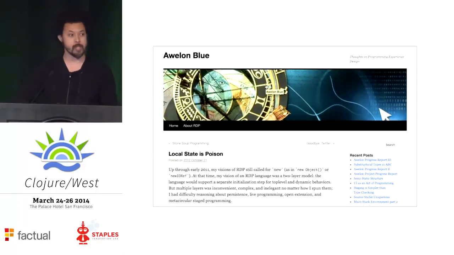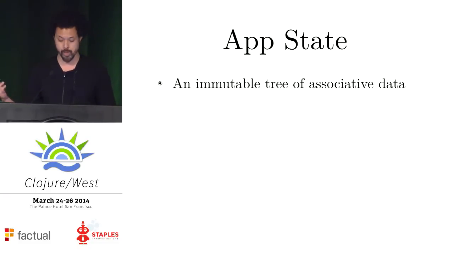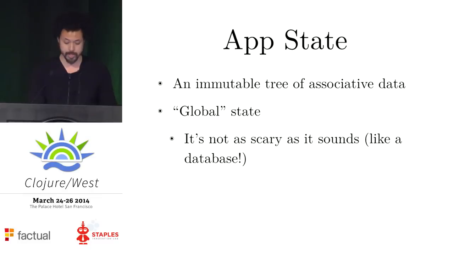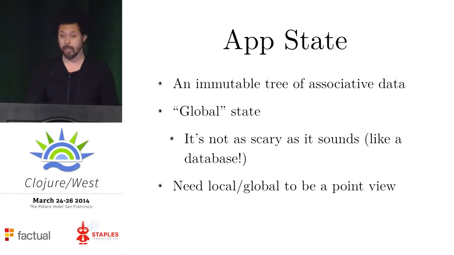So Om is very much based on the way React works and the way Clojure works. But it's also based a little bit on this guy who's kind of wild, David Nolen, no, David Barber, who wrote a really great blog post called Local State is Poison, which I think Om definitely embraces in many ways. So we have a global app state. It's an immutable tree of associative data. It is global state. Again, it's not as scary as it sounds. We all program against databases. Databases are also global mutable state. The only question is, how can we recover component modularity?